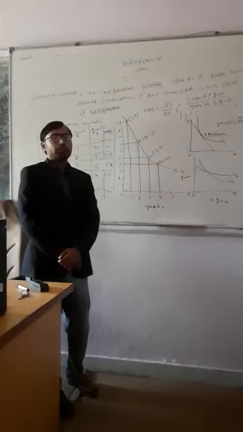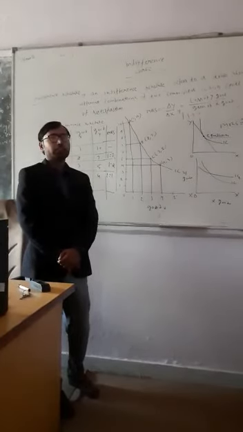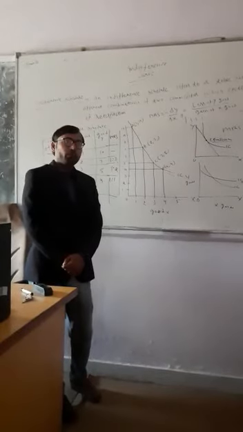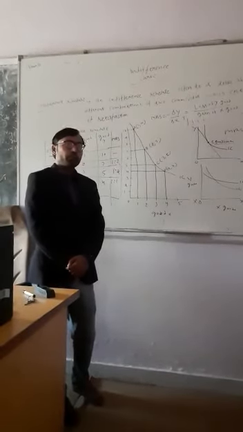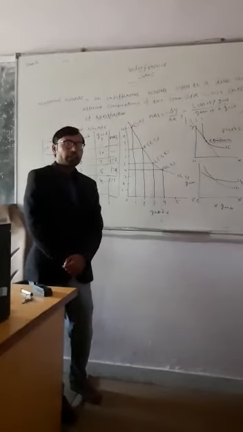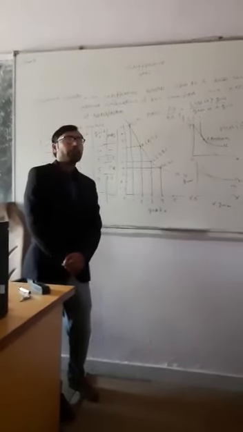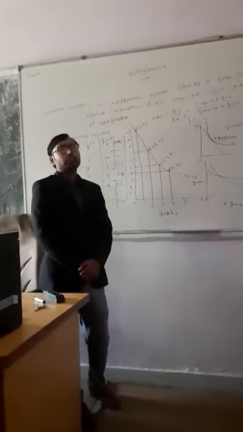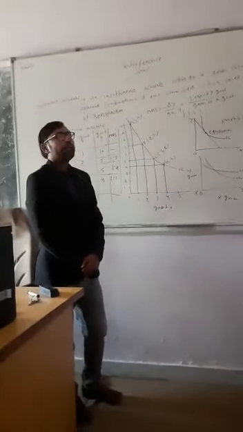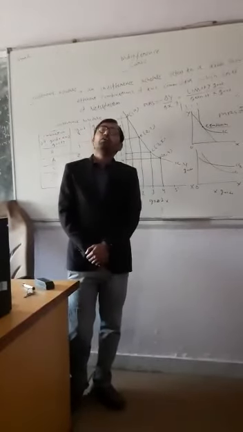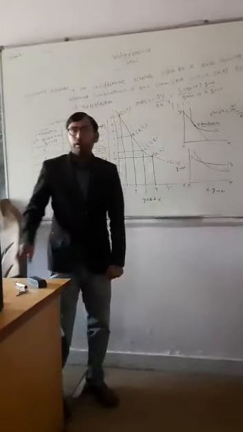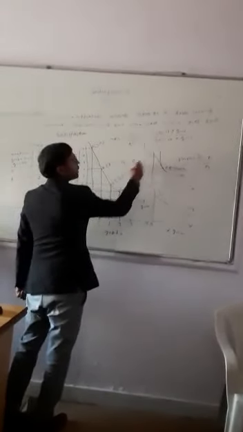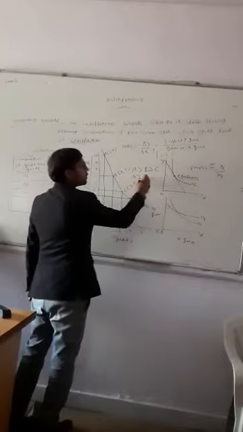Next is consistency. A consumer is consistent in his decisions. If he prefers commodity A to B, then next time he also prefers commodity A when B is available. So his decision is consistent. Suppose A is preferred to B, B is preferred to C, then A is preferred to C. A is better than B, then B is better than C, then A is better than C.